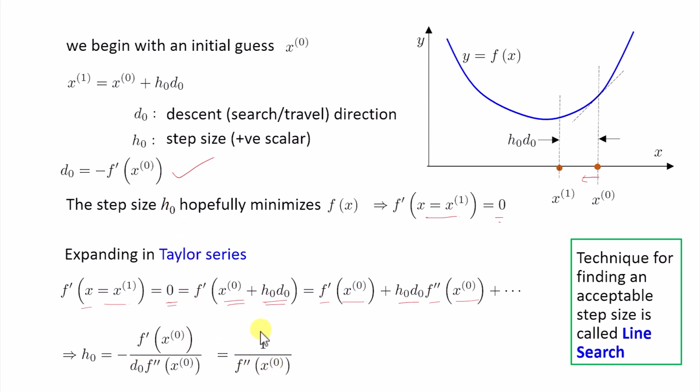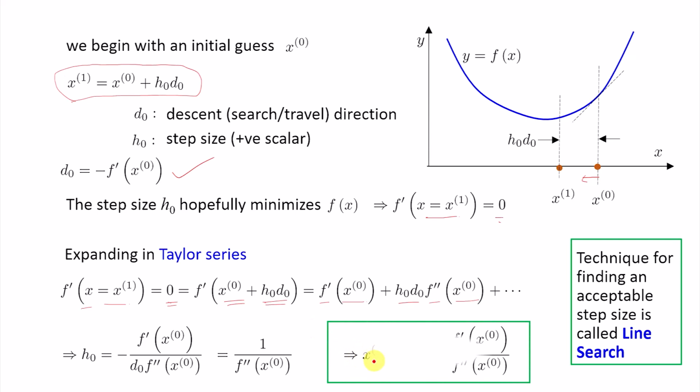So my h0 comes 1 by f double prime. Therefore, looking at the basic algorithm, my x1 is x0 plus h0 d0. It will come as x1 equals x0 minus f prime divided by f double prime. This f prime by f double prime is calculated at x0. So everything about the right hand side is known. That is how Newton-Raphson works.